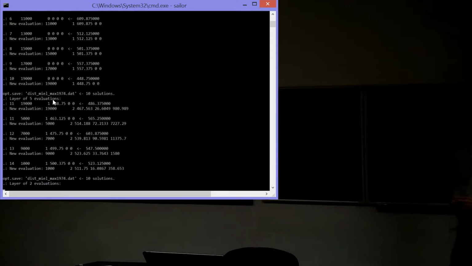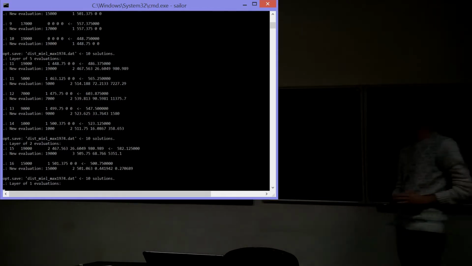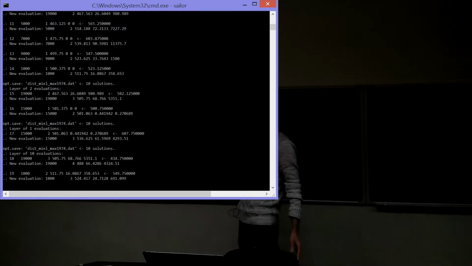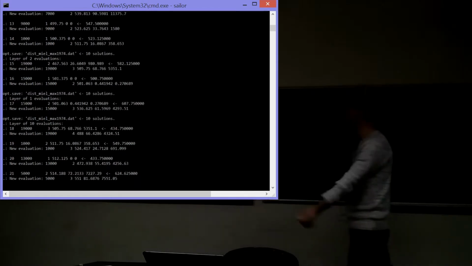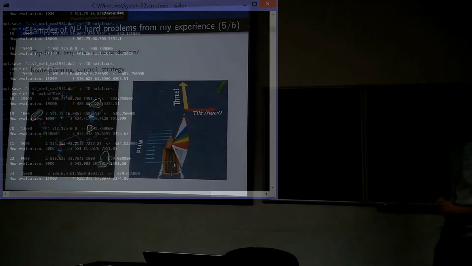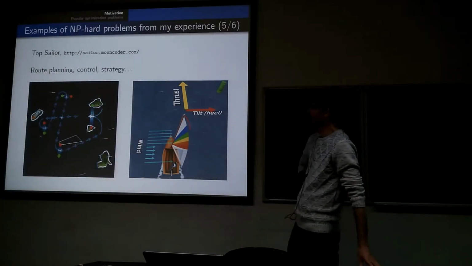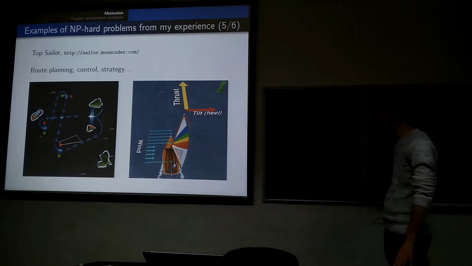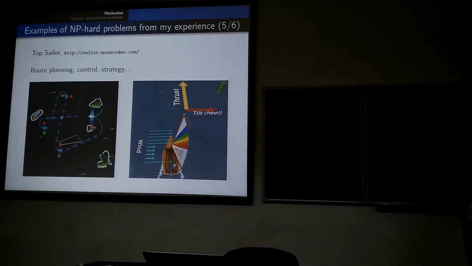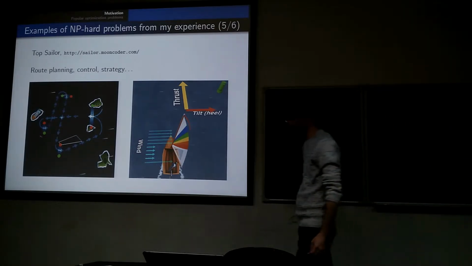I was also minimizing, for example, the number of capsizes, because those boats can capsize if they are controlled improperly. And this was very successful. This way I was able to optimize very good strategies of sailing the boat.